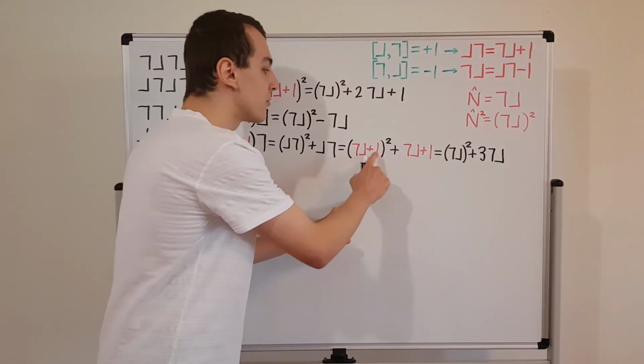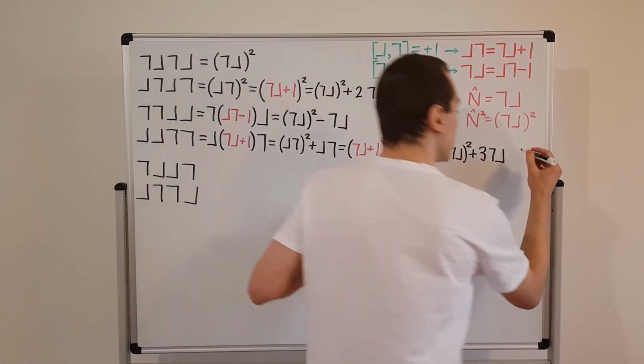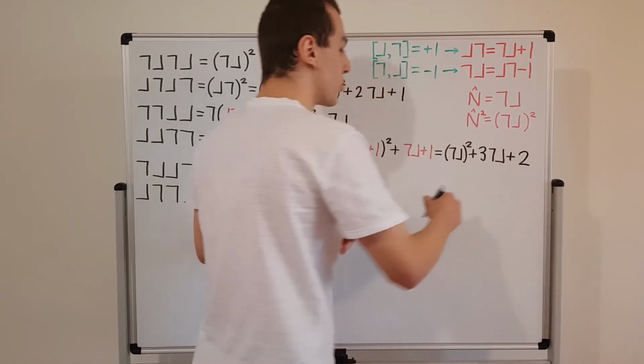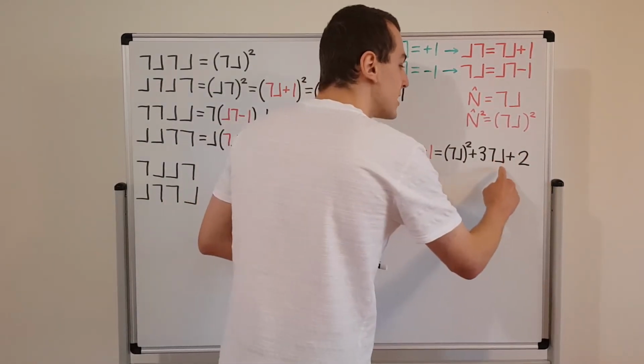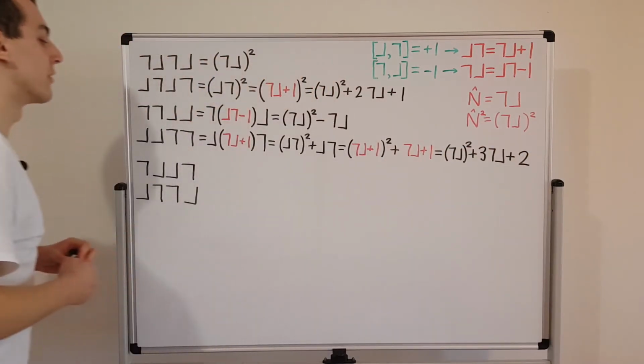And over here, we're going to have plus 1 squared, which is 1. And we also have this plus 1. So that's plus 2. So that's an interesting residual term. We have 3 copies of raise lower plus 2. So we have this residual term appearing over here.